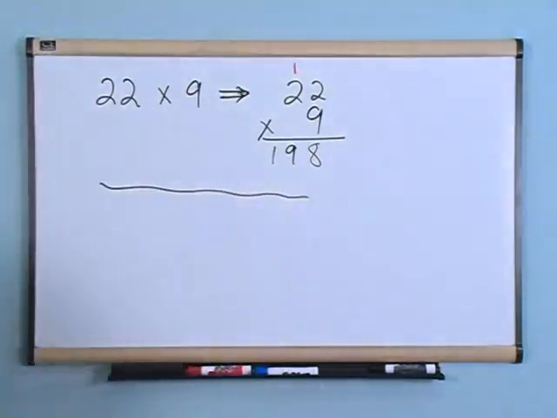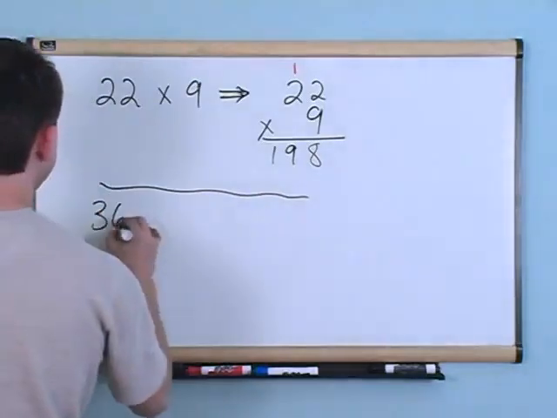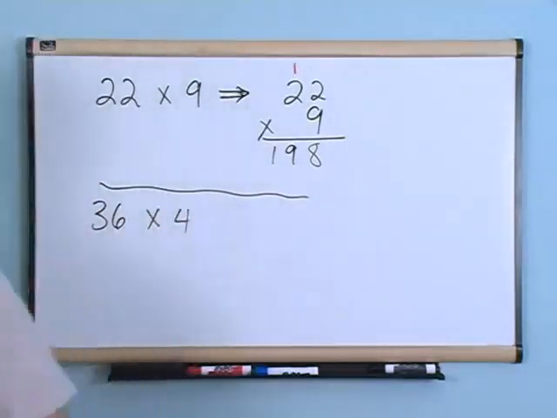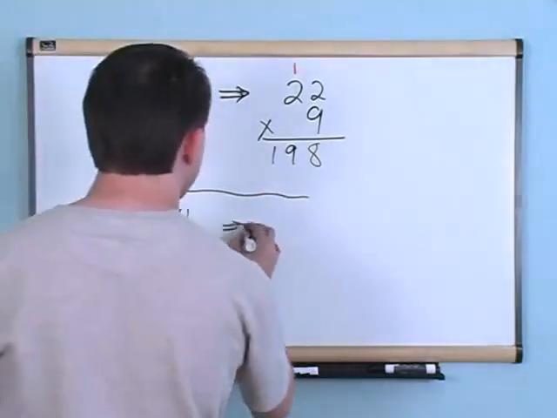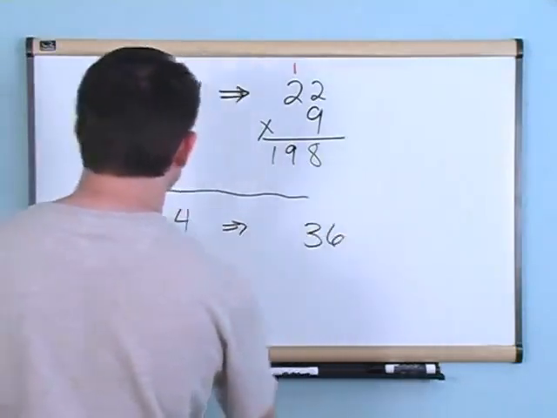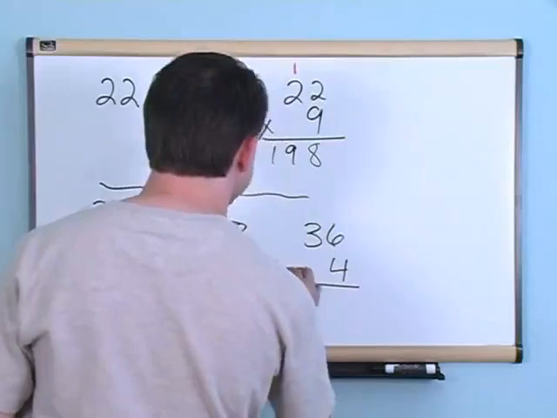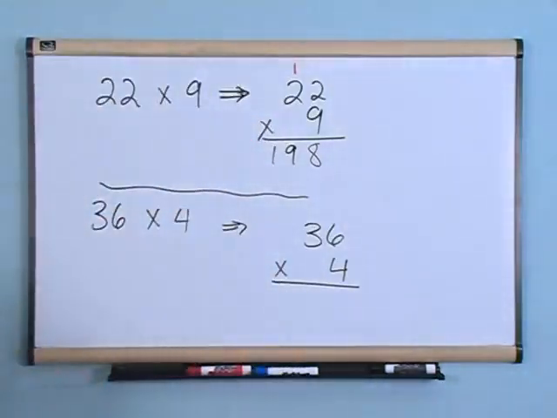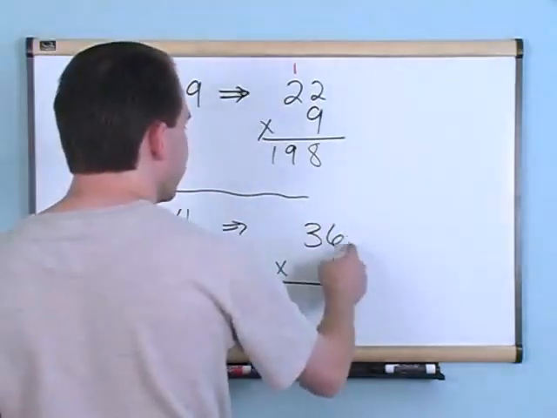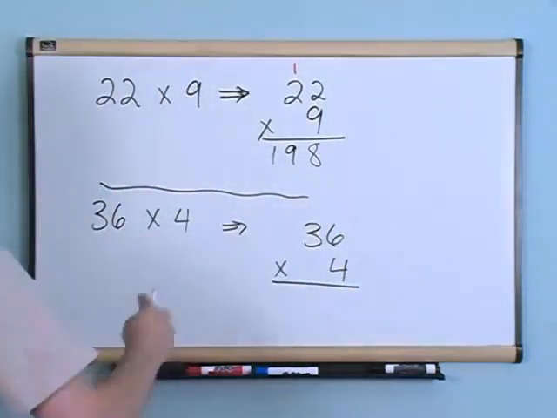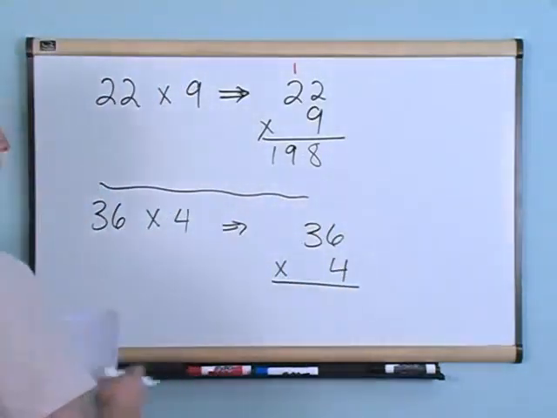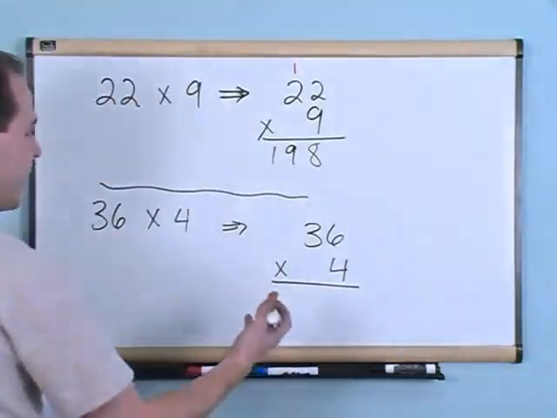Okay? What if you had 36 times 4? We're going to write 36 on the top because it's the bigger number, and we're going to write 4 on the bottom. And we're going to do multiplication here. So the first thing we're going to do is work on the right-hand side. 6 times 4, you should remember from your times tables, is 24. But 24 is too many digits, so you don't want to write that down.